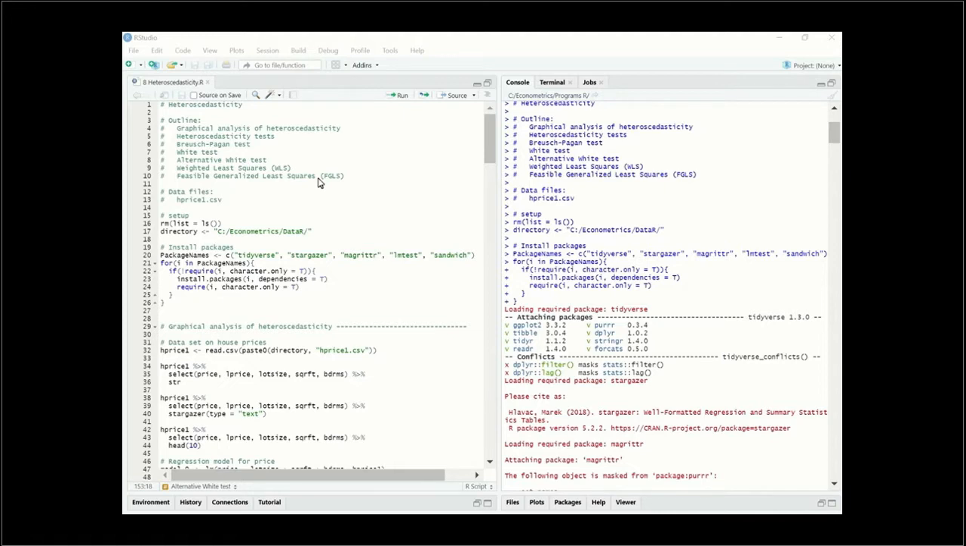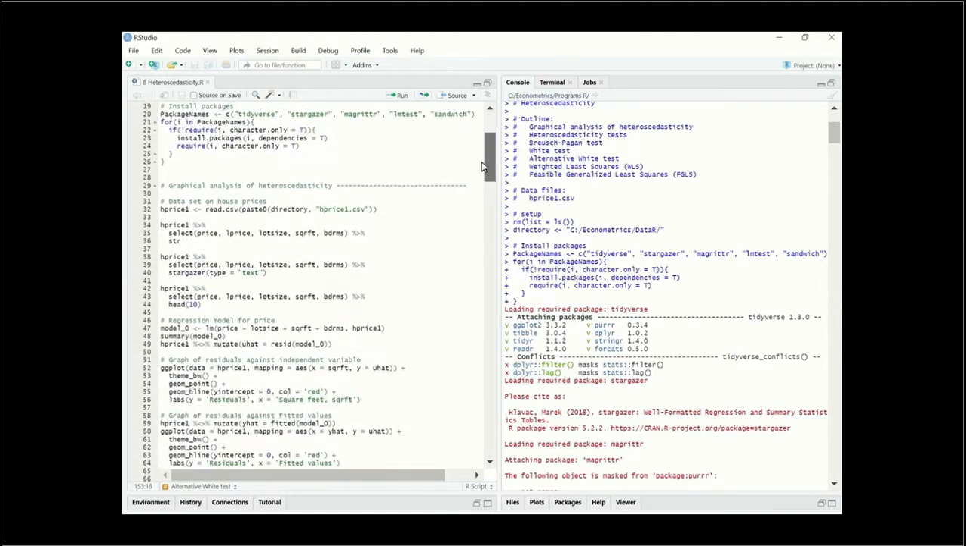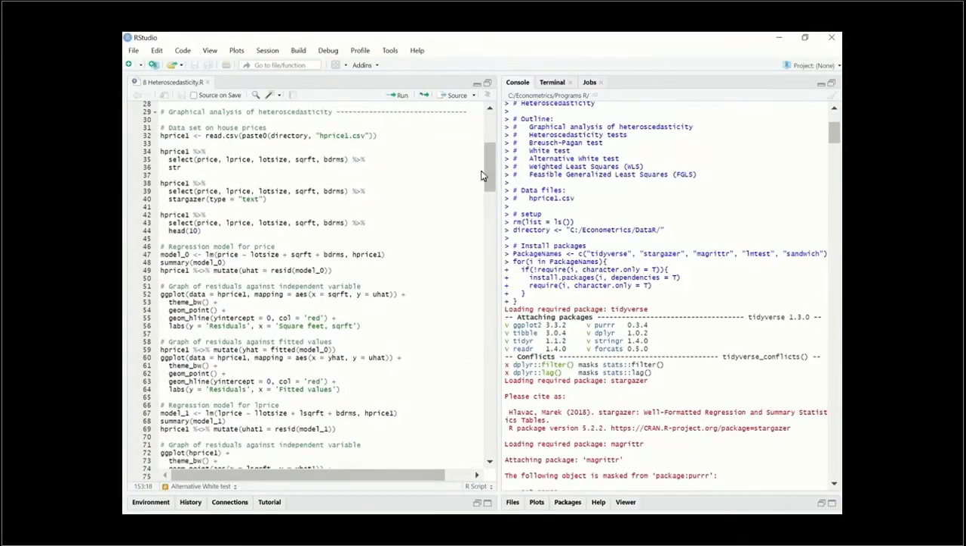Okay, so first let's start with graphical analysis of heteroscedasticity. So we're going to read in a data set here called hprice1.csv. This is data that we have on house prices. And we will be calling this our data frame.